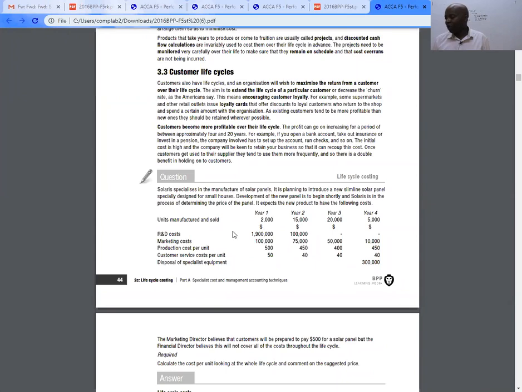Like now for production cost, year one, I'll talk of 500 times 2,000, plus the production cost of year two, 450 times 15,000, plus 400 times 20,000, plus 450 times 5,000. Could you kindly give me an answer?